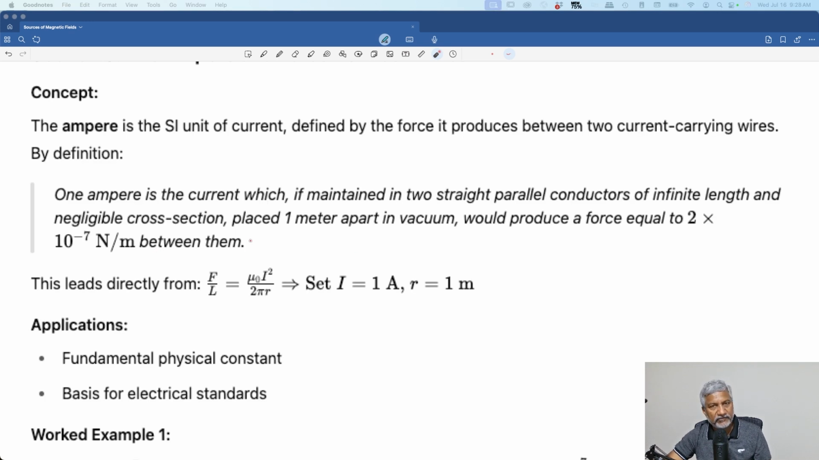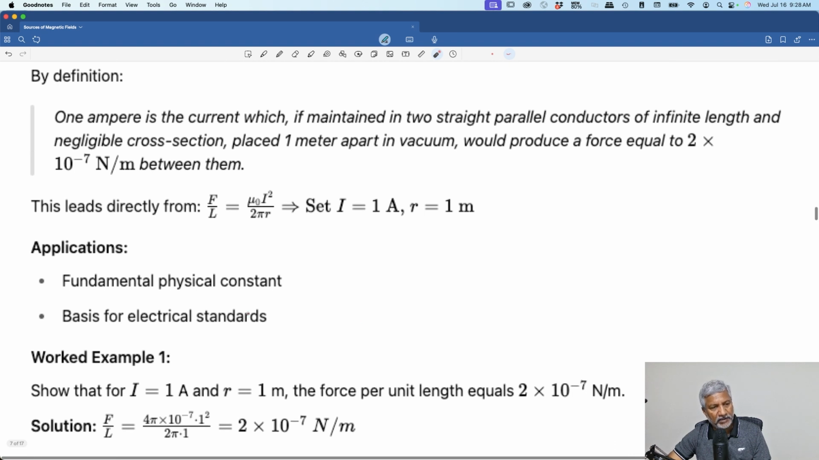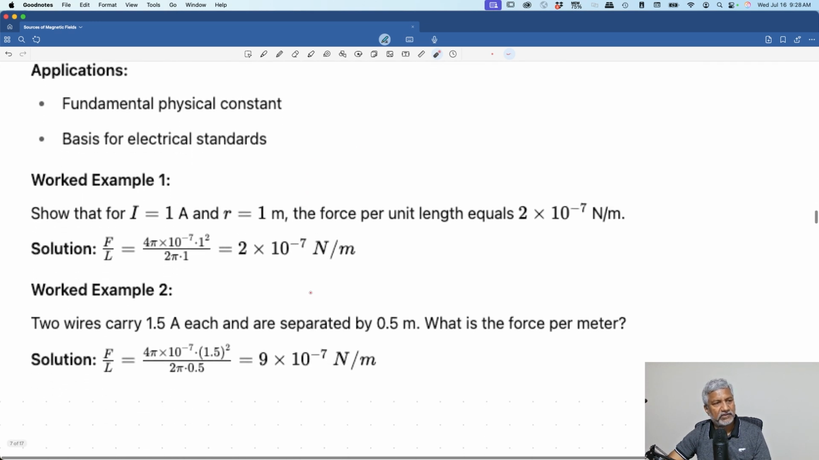All right, here is the definition of the ampere. 1 ampere is the current which, if maintained in two straight parallel conductors of infinite length and negligible cross-section, they have to be really thin for the formula to be applicable, placed 1 meter apart in vacuum or free space, would produce that force between them. Okay. It's a fundamental physical constant. We know that it's one of the base units of the international system of units and the basis for electric standards.